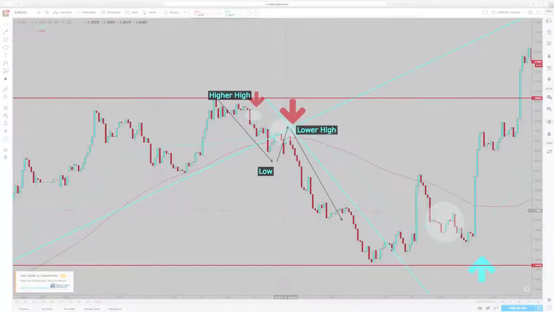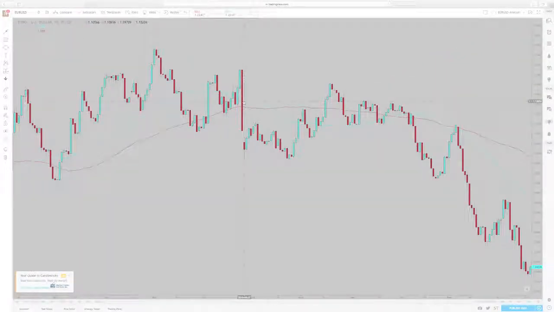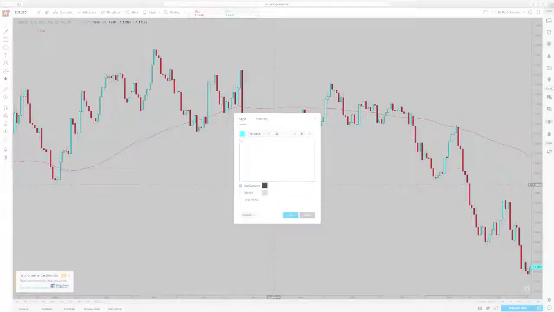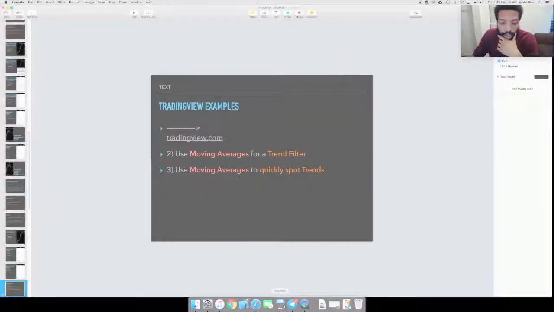Alright, so if we're doing long, this is for the day chart only. We only want to use the trend filter for long-term positions in the day chart only. So this is what we're doing right now. Trend filtering. Alright. Let's actually go here.